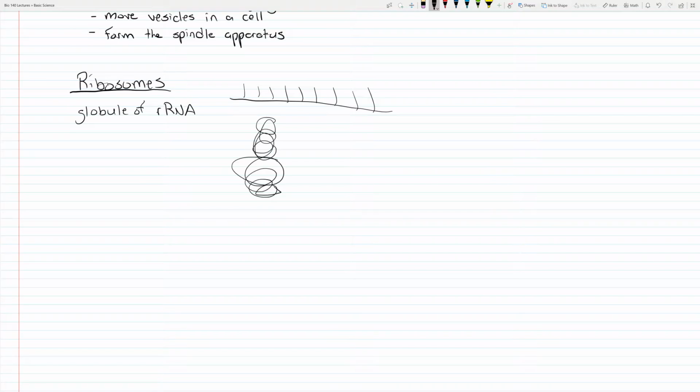So what does the ribosome do? It is responsible for building the polypeptide of protein synthesis.